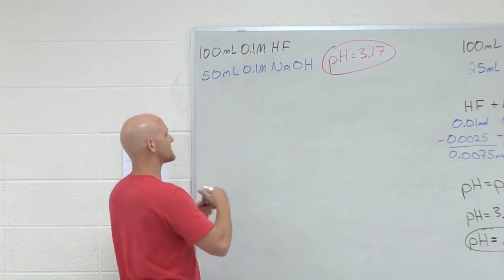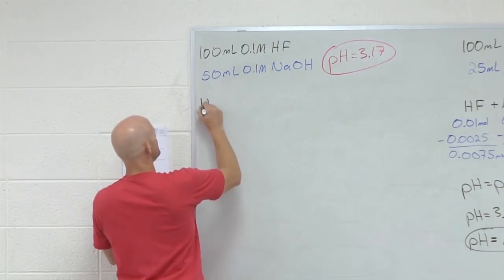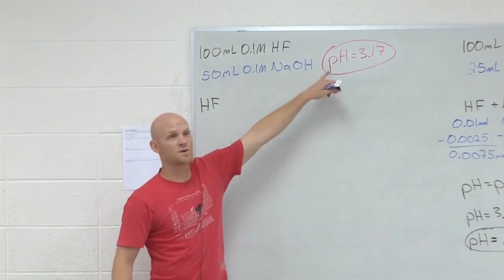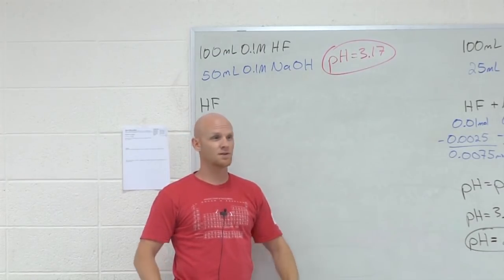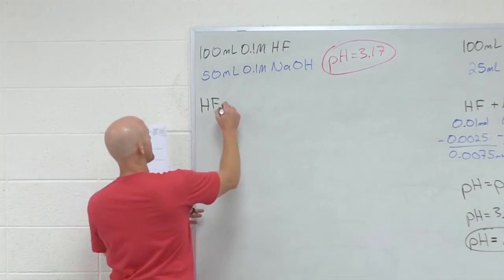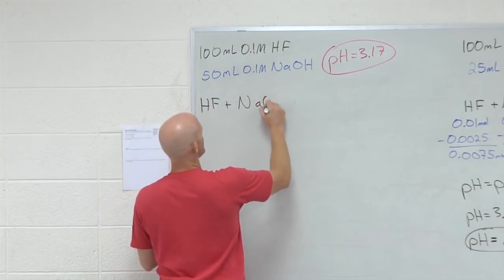Now, let's actually set this up and verify that. But if you recognize you're at the half equivalence point, you can short circuit it really quick. pH equals 3.17 because that's the pKa value, done. But let's verify that we'd actually get that if we worked it all the way out.